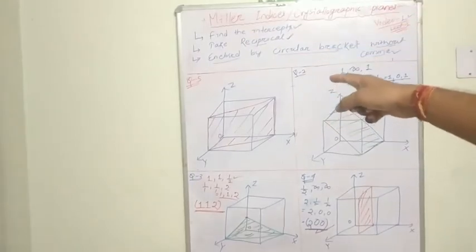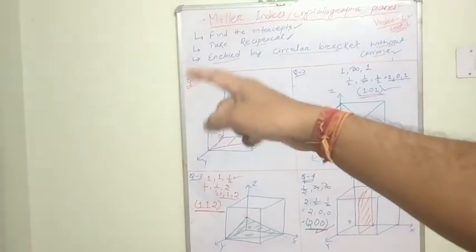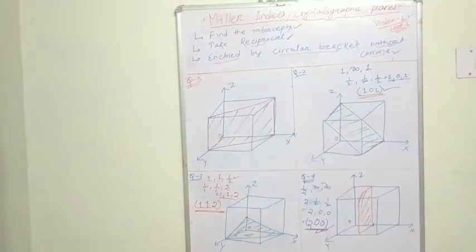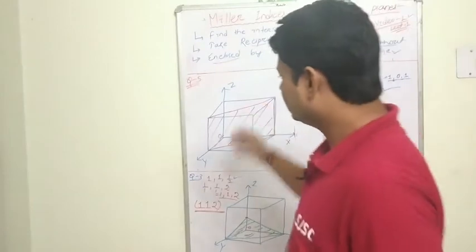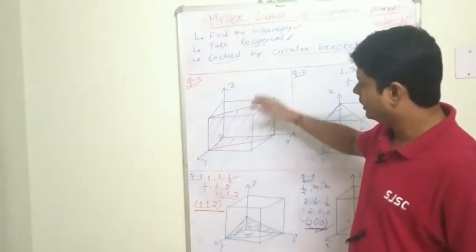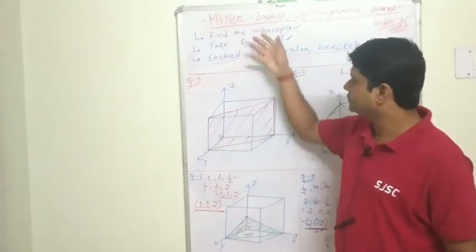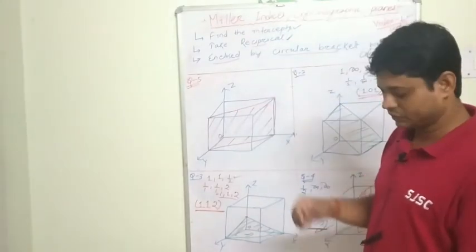So this is the fifth one. This is the fifth question that we have to discuss now. In the fifth question, the plane is passed in this way in the cube. So considering the steps, first we have to find out the intercepts.